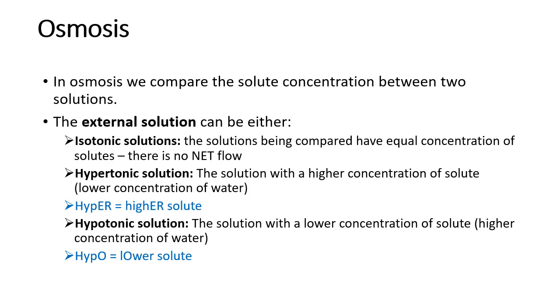There are three key words that we use to compare the solute concentrations between two solutions. When we talk about the three types of solutions, we refer to the external solution. The external solution can either be isotonic, hypertonic, or hypotonic. If the external solution is isotonic, that means that the solutions being compared have equal concentration of solutes. There is no net flow of water between the two solutions, and you would not expect a volume change.